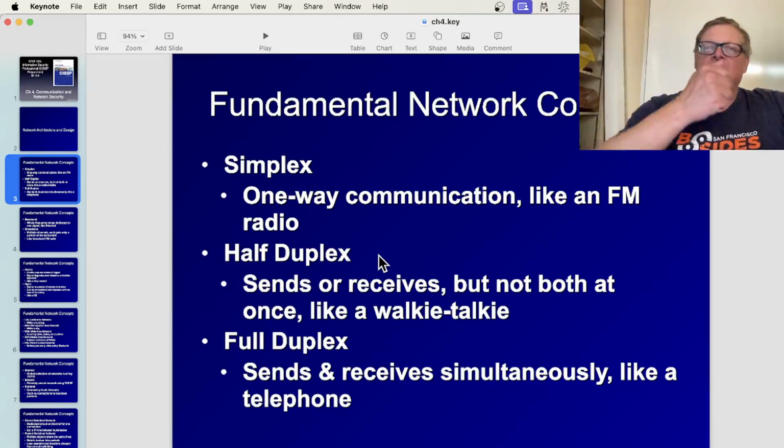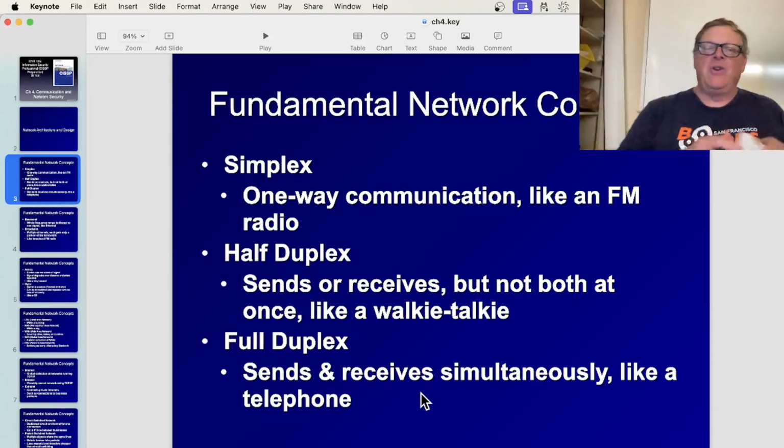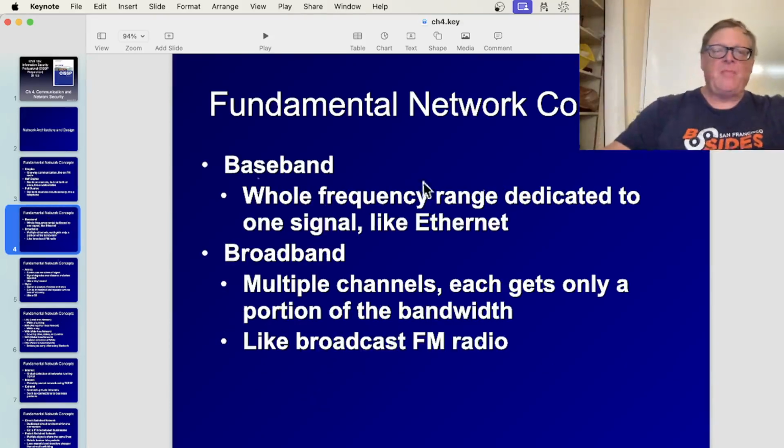This is like the walkie-talkies, where you say, "Are you there? Over." And then they say, "Yes, I'm here, over." And they keep saying over, so you know it's your turn to talk, because only one of you can talk at a time. And most things nowadays are full duplex, where you can send and receive simultaneously, like a telephone. Both people can be talking, and the sound will transmit just like it would through normal air.